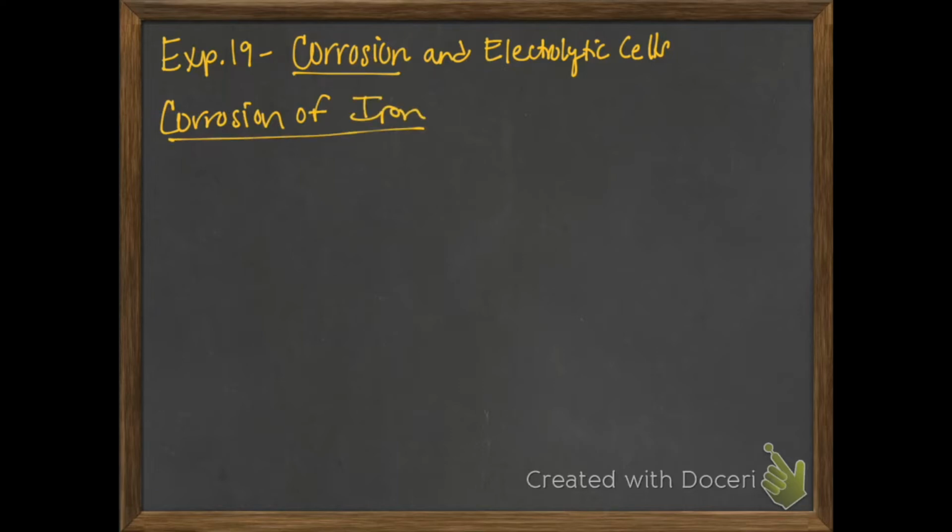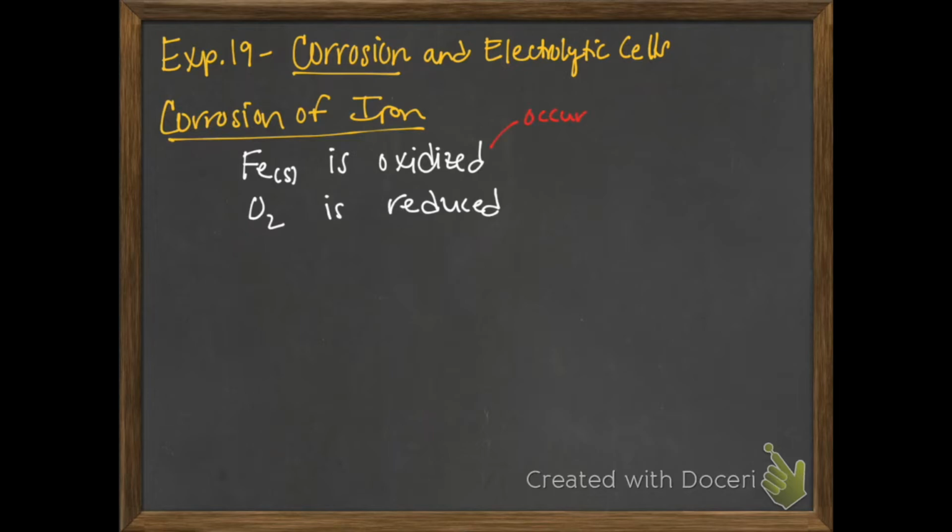For the corrosion of iron, there are two things that happen. One is that iron is oxidized. And of course, if something is oxidized, something is reduced. They go together. So in the corrosion process, oxygen is reduced. The oxidation of iron actually occurs in two different steps for corrosion. The first is that the iron solid is oxidized to iron 2+, so of course it lost 2 electrons. And then the iron 2+ is oxidized to iron 3+. So it occurs in two steps in the actual corrosion process.